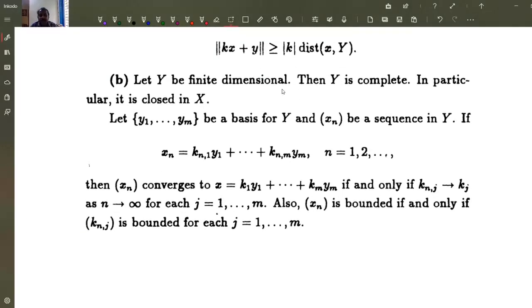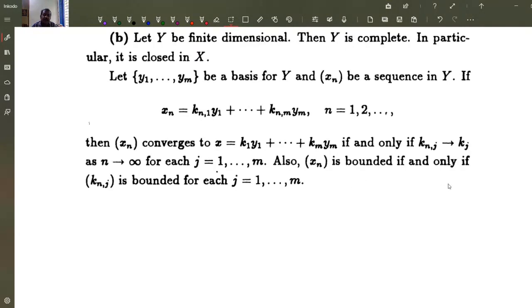Let Y be a finite dimensional space, then Y is complete. In particular, Y is closed in X. And let y1, y2, etc., ym be a basis for Y and xn be a sequence in Y, where xn is equal to kn1 y1 plus etc. plus knm ym, n equal to 1 to infinity. Then xn converges to x equal to k1 y1 plus etc. plus km ym if and only if knj converges to kj as n tends to infinity for each j equal to 1 to m.